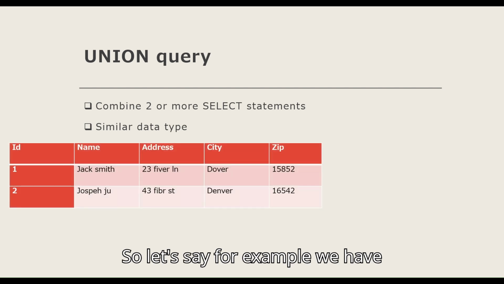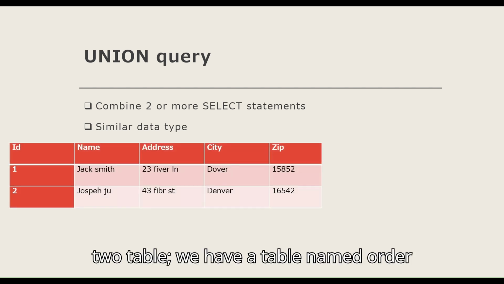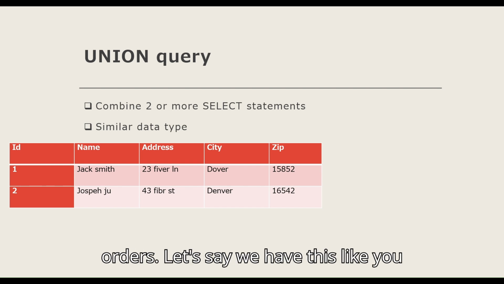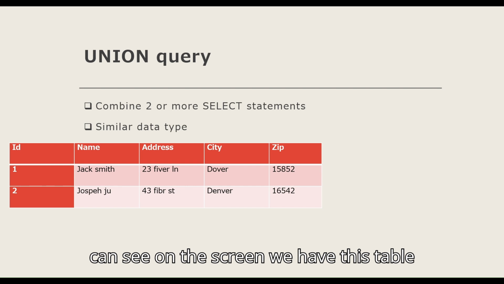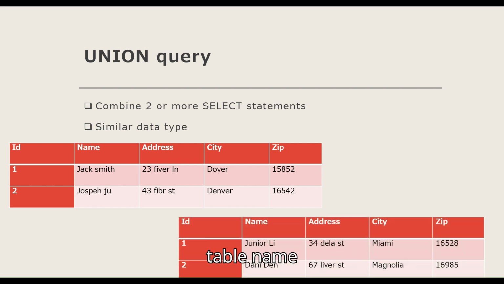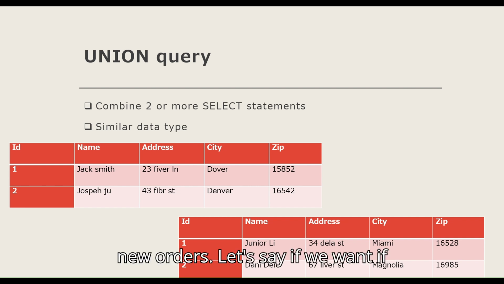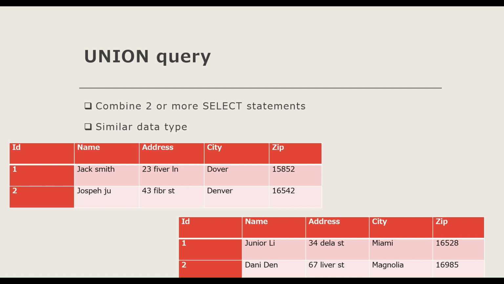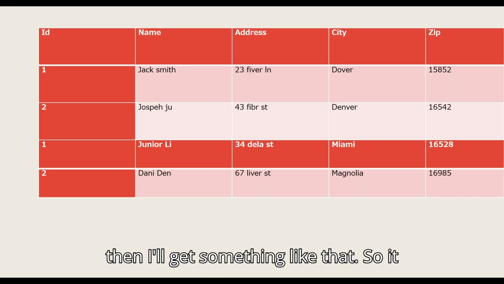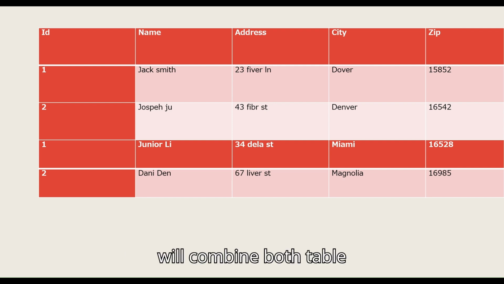So let's say, for example, we have two tables. We have a table named orders, and then we have another table named new orders, like you can see on the screen. Let's say I run the command select star from orders union select star from new orders semicolon, then I'll get something like that. So it will combine both tables into one.